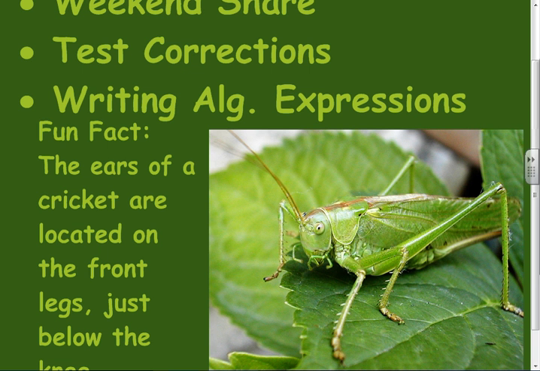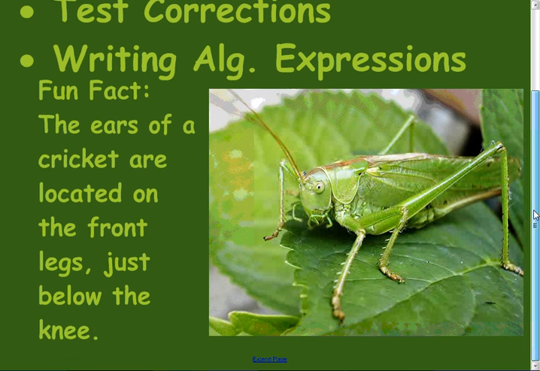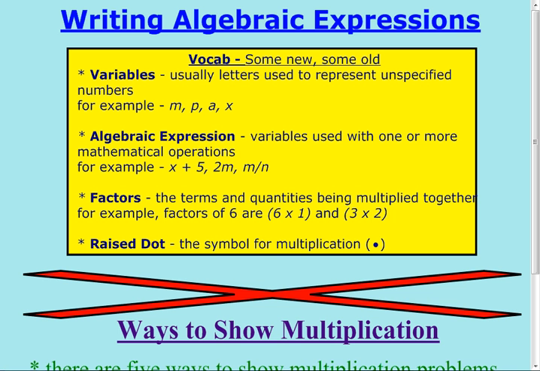But so, did you know about the crickets? They're located on the front legs. That's where the ears are. Kind of weird. I didn't know that. This is a cricket. The ears of a cricket are located on the front legs just below the knee. Well, I guess that would be the knee, so the ears are right there. Kind of interesting. I think that's interesting.